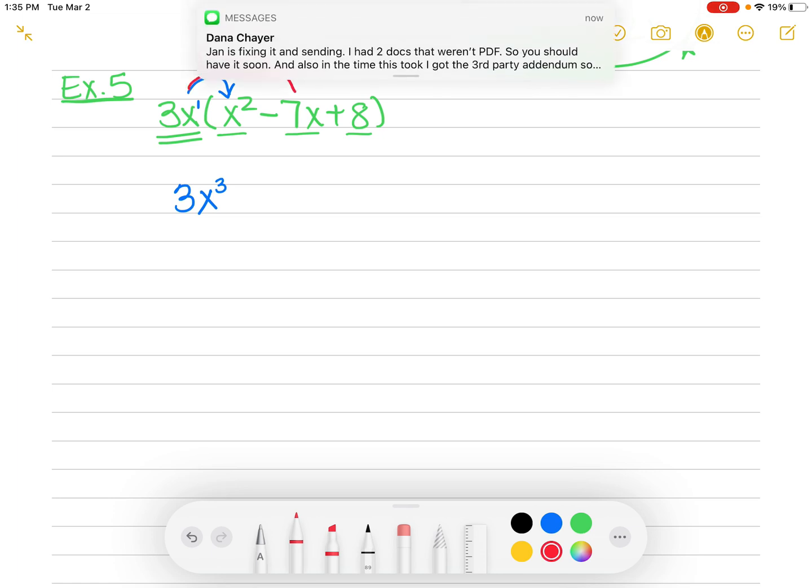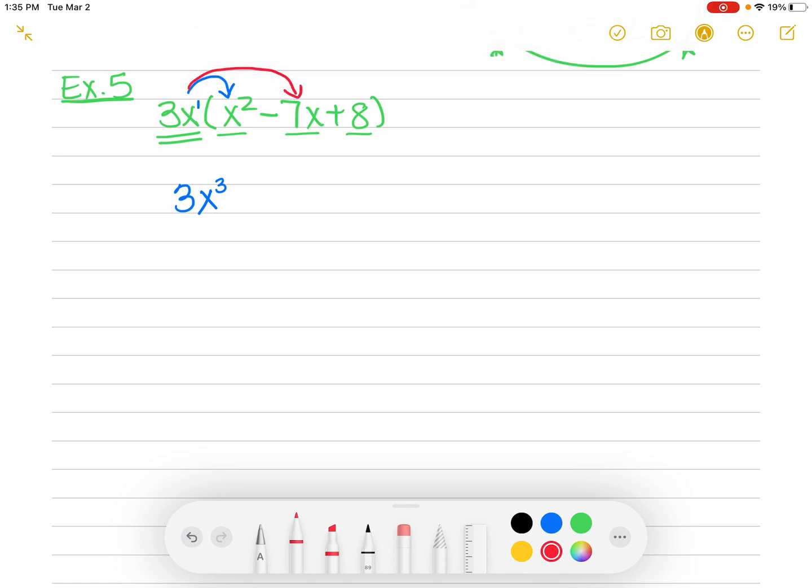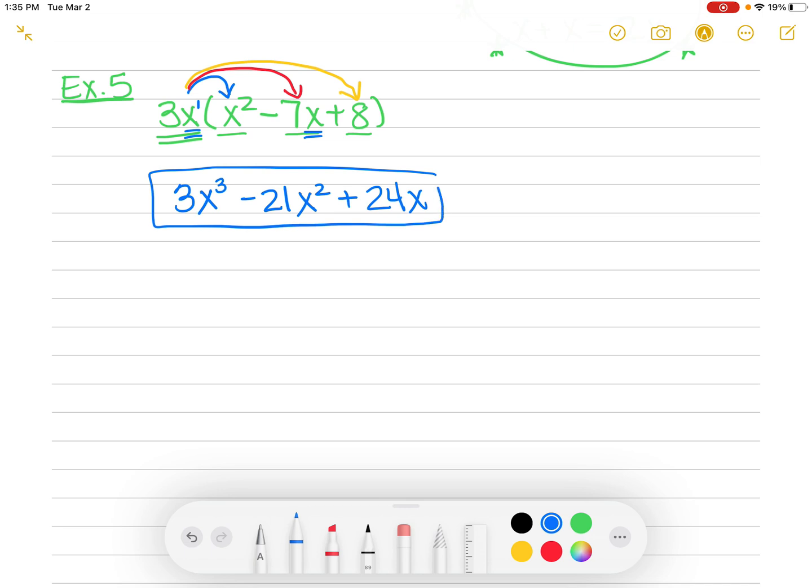We're going to do 3x times minus 7x. So that's going to give us minus 21x squared, because we have 2 x's, right? And then the last one that we're doing here, 3x times 8, is going to give us 24x. And that's your answer. That's it. So I hope everybody got that right and it wasn't too difficult for you. Okay, but if you didn't get it right, let's go on and try example 6.